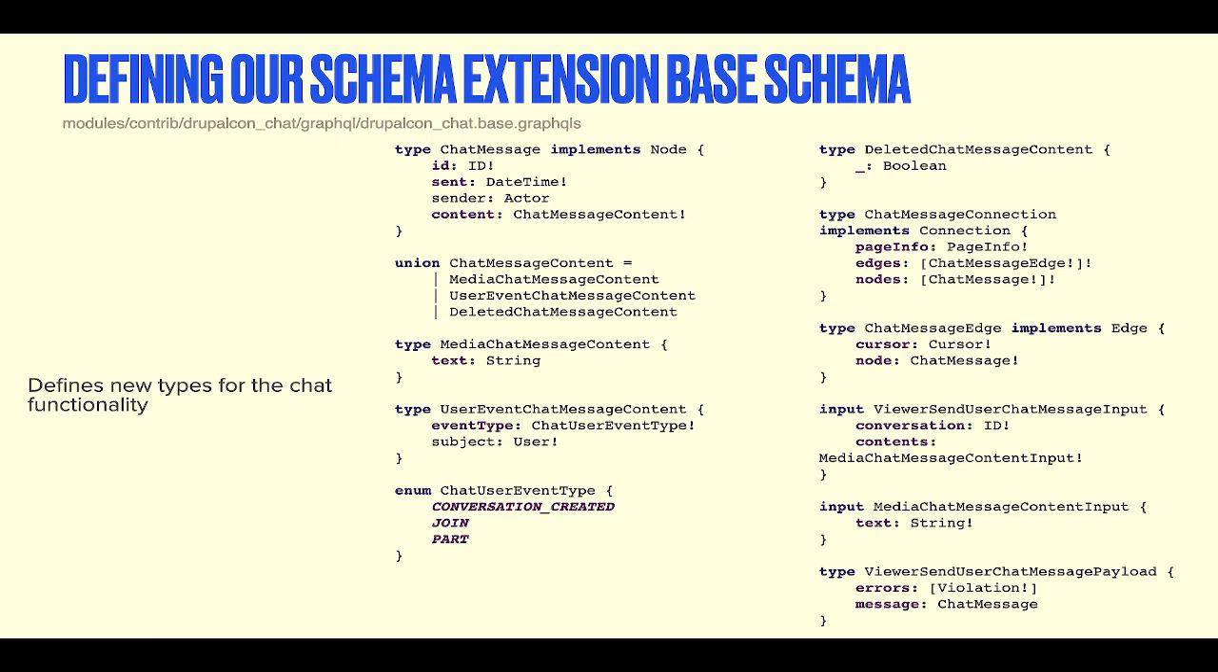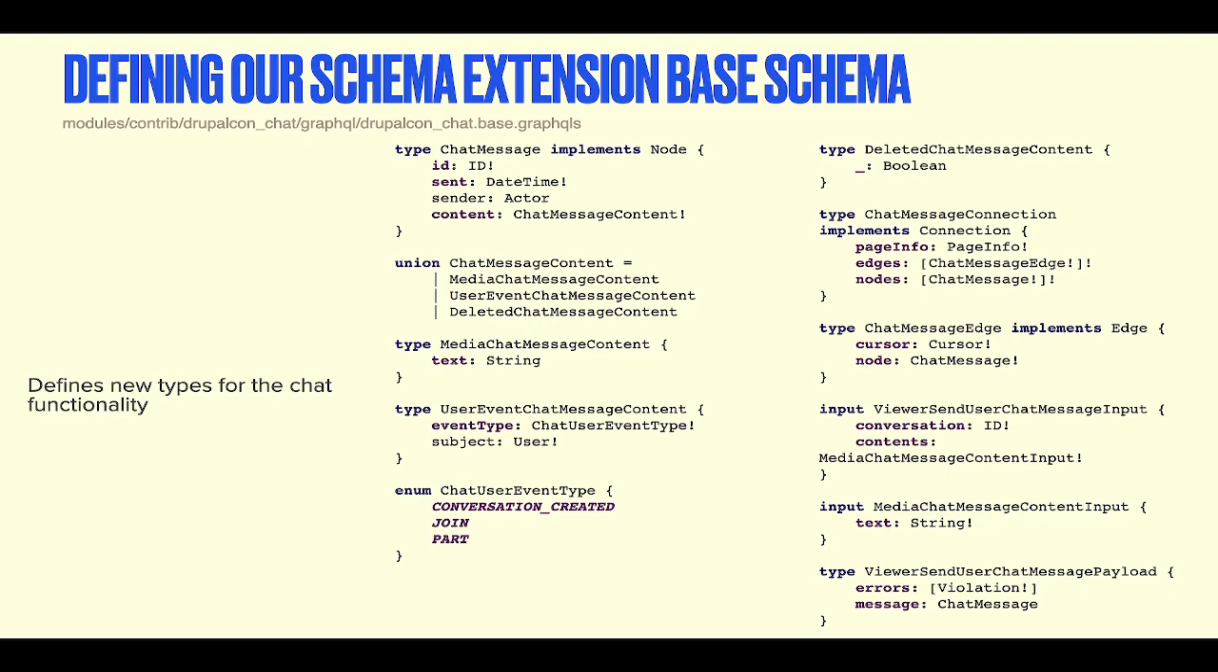Once we've created this class, we can again start defining schema. So where a base schema will only have one schema definition language file, our schema extension will actually have two. The first one we look at here is .base.graphqls, which defines any new types that the schema extension wants to define. So we'll have our chat message type, which implements the node, which has an ID, send time, sender, and some content. The content can either be a message from a user. This is the union that you see. Media chat message content contains only text. It can also be a user event, for example, someone joining or leaving a chat group, or it could be a deleted message.